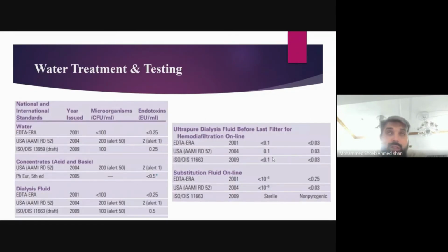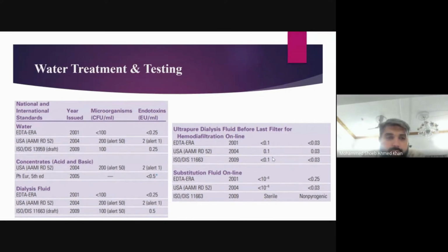The water and testing in each dialysis unit, the RO, is considered the most important thing, because a dialysis patient is exposed to around 180 to 200 liters of water during one session of dialysis, and various guidelines have come out of late. One is that we need to check the microorganism colony forming units. They should be less than 100 in any dialysis unit water, the RO water, and the endotoxin level should be less than 0.25 endotoxin units per ml.